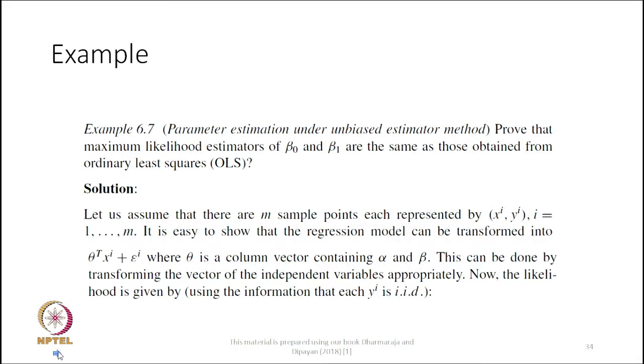Now we discuss one simple example, parameter estimation under the unbiased estimator method. In this example, we are going to conclude that the maximum likelihood estimators of beta naught and beta 1 are the same as those obtained from ordinary least square, which we denote as OLS. We are going to prove this.